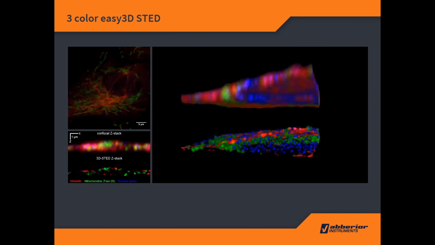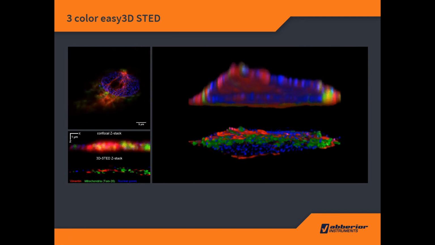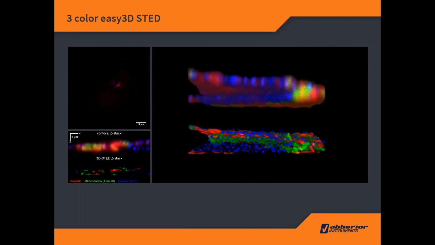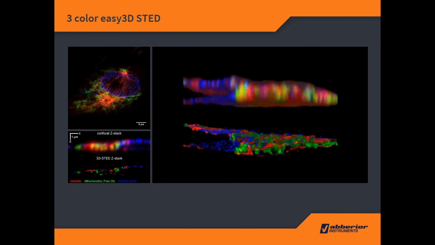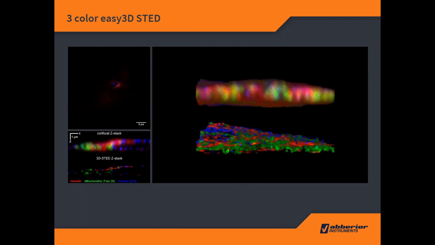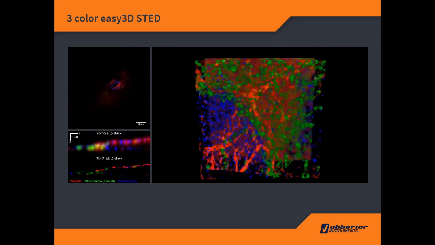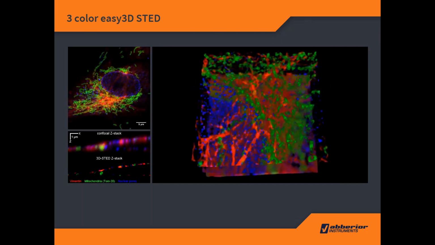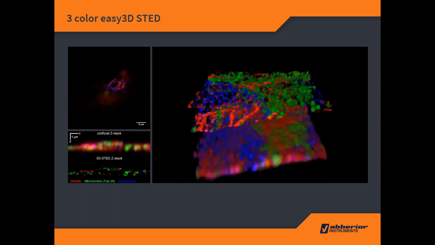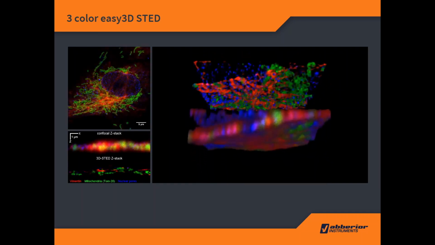A really important application of 3D STED is obviously volume imaging, because now you can see these structures with a better resolution in all dimensions, and you can tell if structures are simply on top of each other or if they're connected, and so on. Here we did a 3-color 3D STED image, and you can see the difference to the confocal image in the rendering.